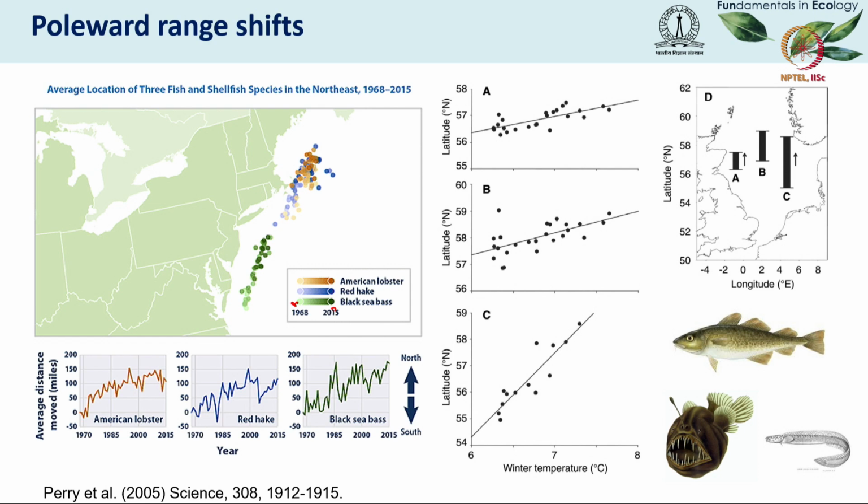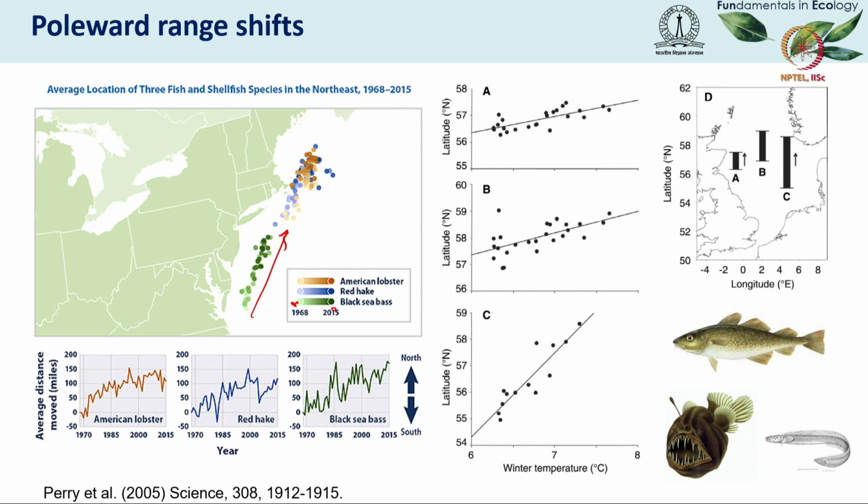The range of this species from 1968 has shifted from being closer to the equator to being farther away from the equator. So these species are shifting their ranges away from the equator. They're moving away from the equator, and they're shifting towards the poles. These are poleward range shifts.